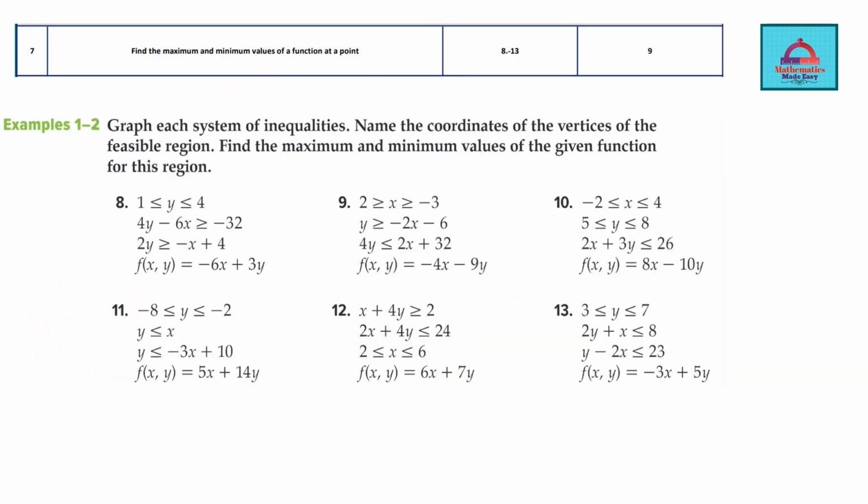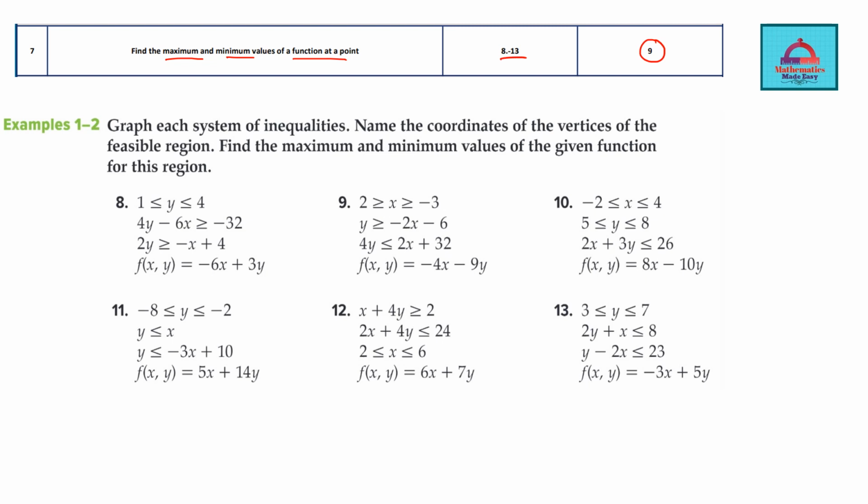If you see Learning Objective 7 that's come from exam coverage, you have to find the maximum and minimum values of a function at a point. These are questions 8 to 13 based on page 9 of your math book. This is from the lesson Linear Inequalities.